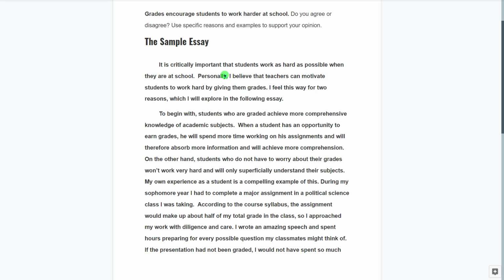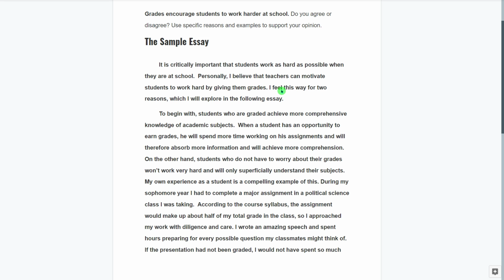All right, after the hook is my thesis. In this case, I wrote, personally, I believe that teachers can motivate students to work hard by giving them grades. So I just very clearly state my overall thesis, my response to the question. And notice that I'm not quoting the prompt. Some students will say, personally, I agree with the statement that grades encourage students to work harder at school. Don't do that. Don't copy the prompt word for word. That might cost you points. Paraphrase it the best you can.